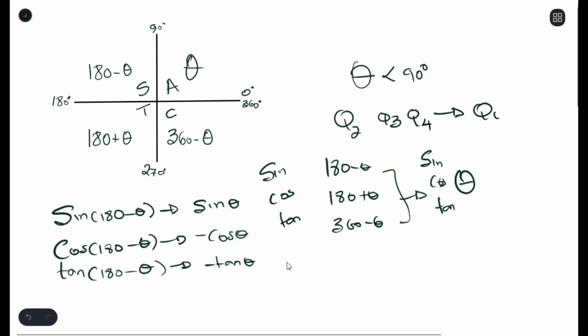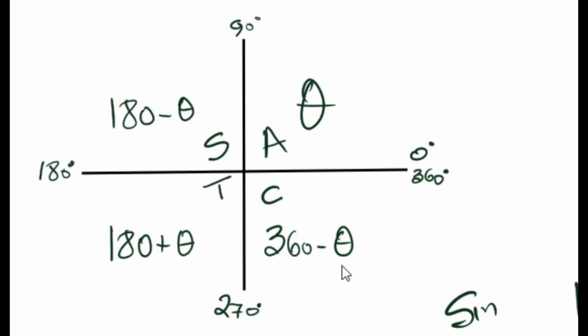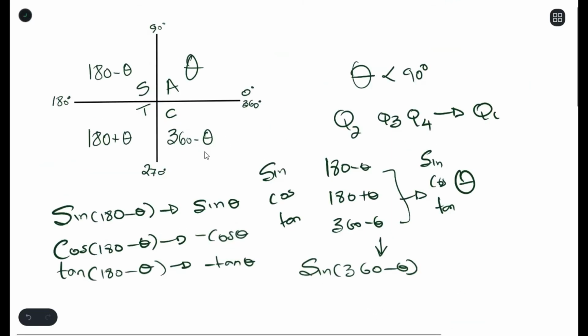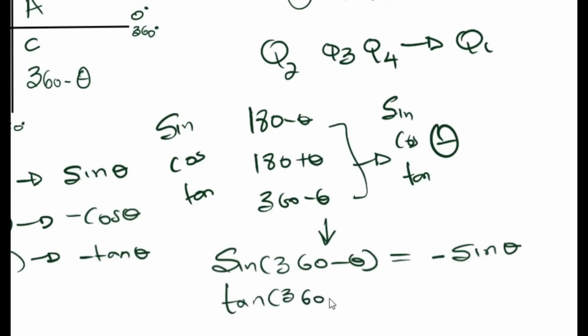If we try another example, let's say we try out sine 360 minus theta. From this, we understand that 360 minus theta represents the fourth quadrant. And in the fourth quadrant, only cos is positive. So for that reason, we're still going to have sine theta, but we will have negative sine theta. It's the same thing that happens if I have tan. I would also have tan theta, but instead of getting a positive answer, I will get a negative answer because cos is the only positive trig ratio in the fourth quadrant.